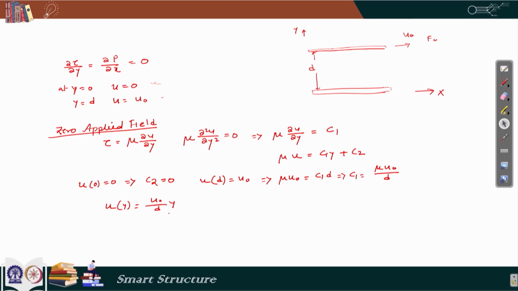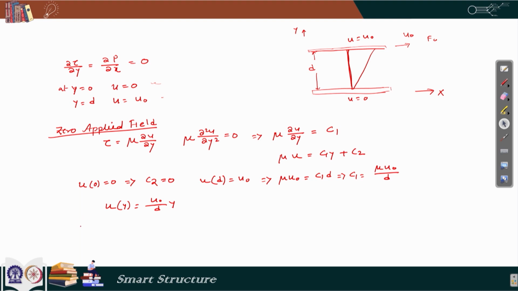So, the velocity is a linear function of y. It starts from 0 here and it becomes u0 here. In between them it varies linearly. So, u is equal to u0 here, and here I have u equal to 0. Now, because the velocity variation is linear, the velocity gradient is constant, and that tells me that the shear stress is constant.